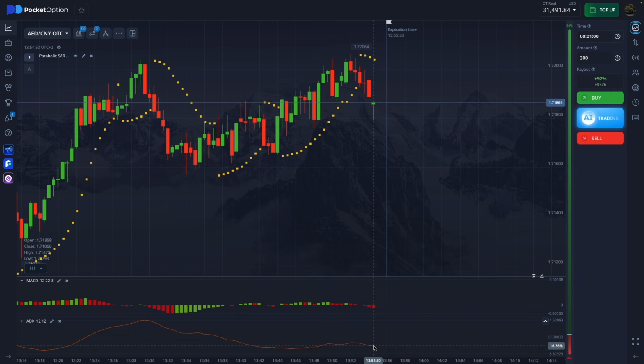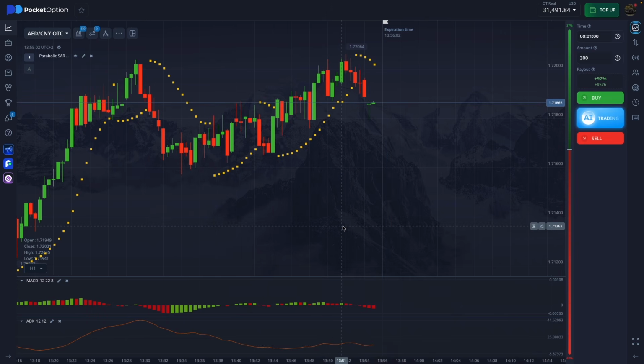So, the first condition is that the ADX indicator should be above 20 and its line should not be pointing downwards. Then, as soon as I understand that based on the ADX indicator, I can open trades on the chart, I look at an indicator called MACD. And based on this indicator, I determine in which direction I can open trades now.